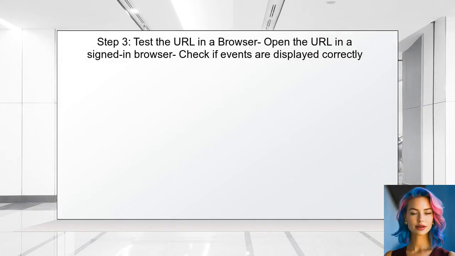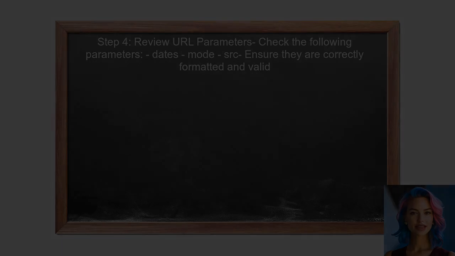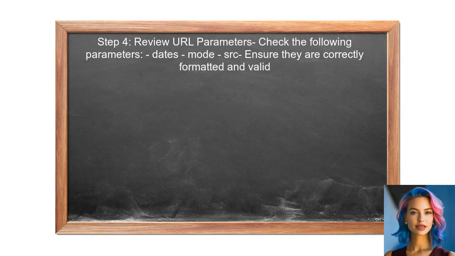After confirming the scopes, the user should test the URL in a browser to ensure it returns the expected events. This will help verify that the URL is correct. Finally, if the events are still not appearing in the PDF generated by the AppScript, the user may need to review the parameters being passed in the URL. Ensure they match the expected format.